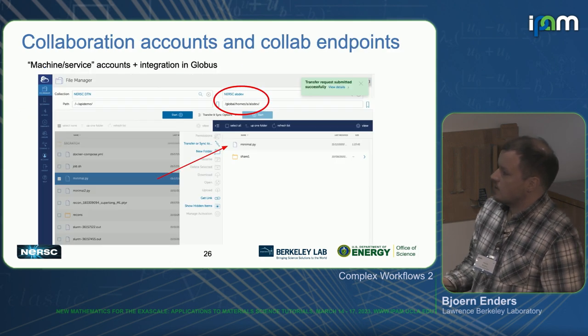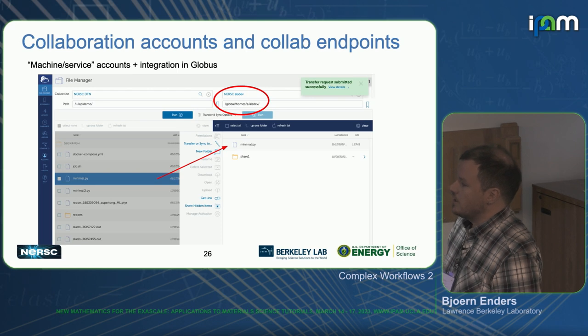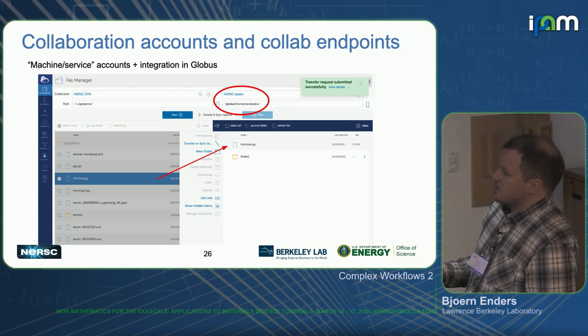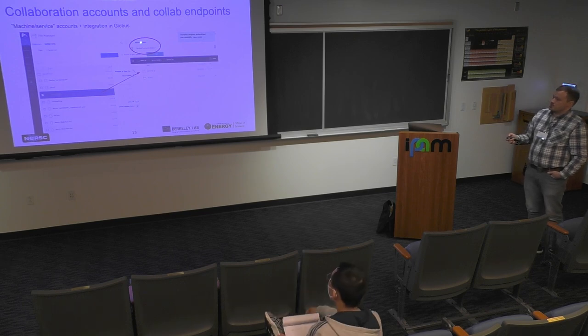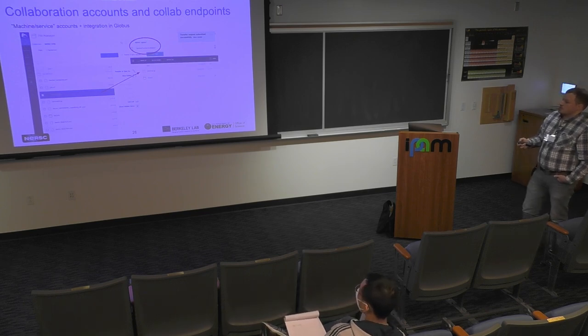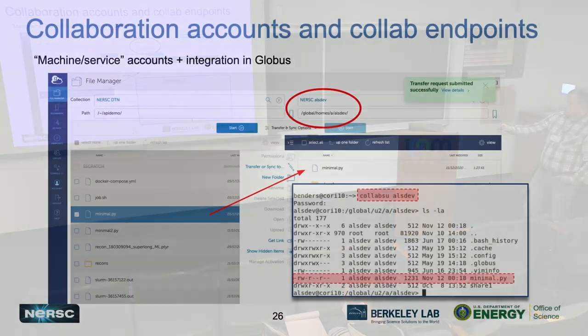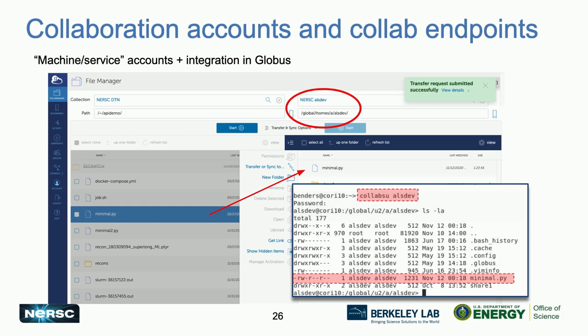So it will look a bit like this. This is part of the Globus UI, and this endpoint, it's called a collection in Globus, has the name of a service account here. As you copy the data over and you check it out, you go on NERSC, you assume the identity of the collaboration account, and you see that the data that has been copied has the right ownership. That's really helpful for our users, because they don't actually have to change anything. They only add and delete people from the Unix group, and they can continue to use the same account.